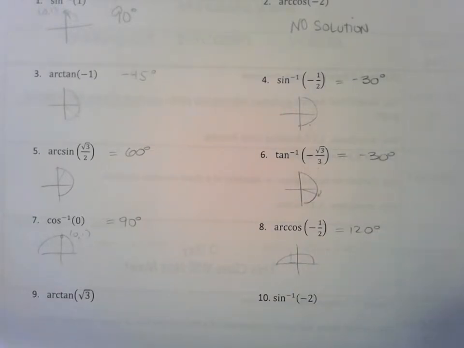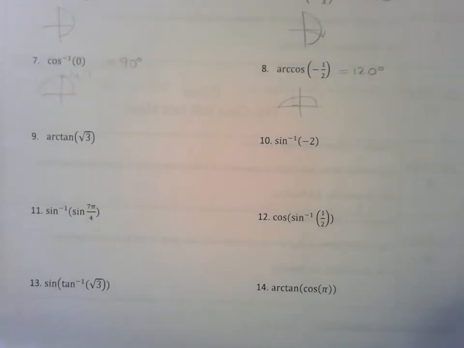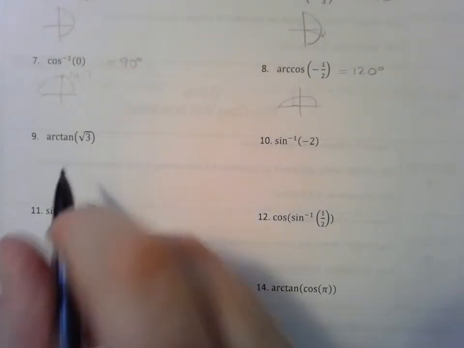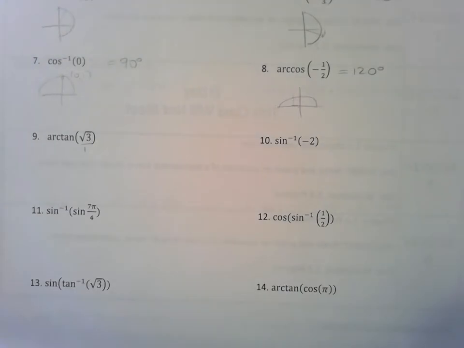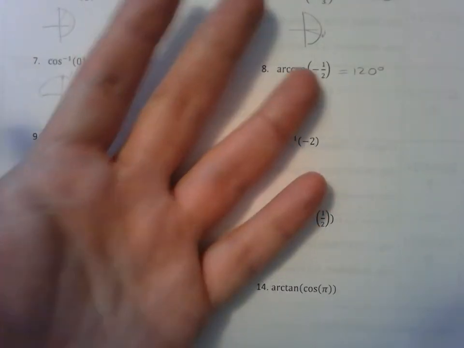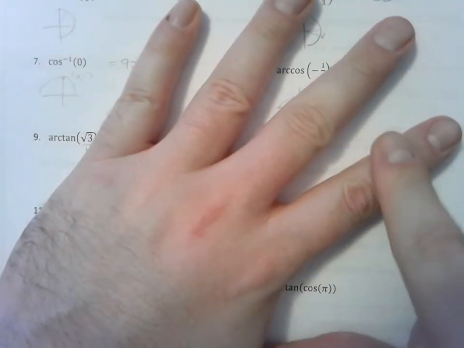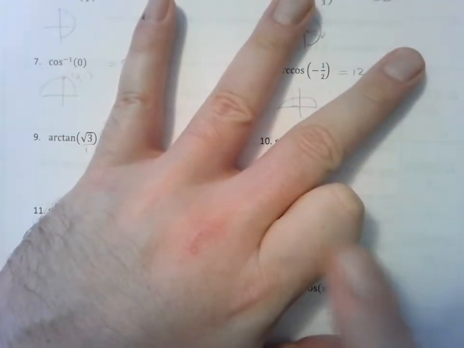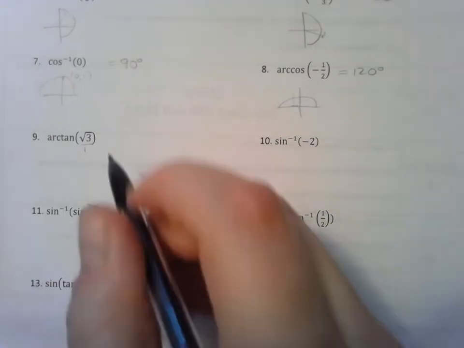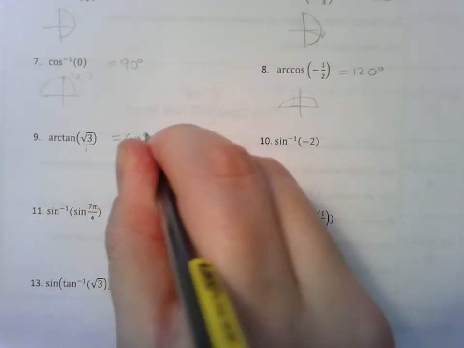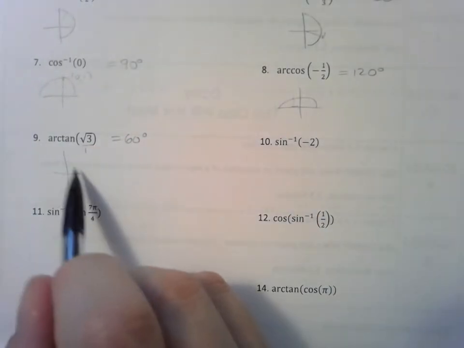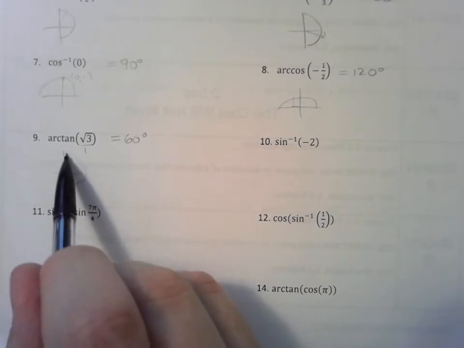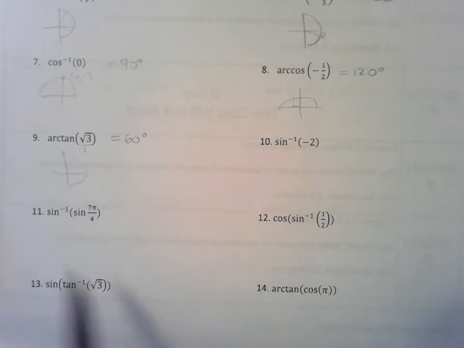Next one, number 9, the tangent inverse of square root of 3. What is larger, square root of 3 or 1? The square root of 3 is larger, so when I flip my hand over, I need the larger number of fingers to be above the fold. So this is going to represent an angle of 60 degrees because it's positive. Remember, tangent includes angles between negative 90 and 90 without those endpoints.